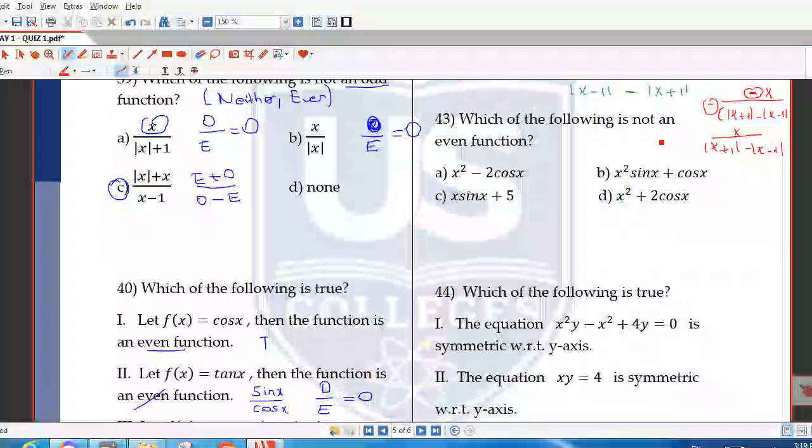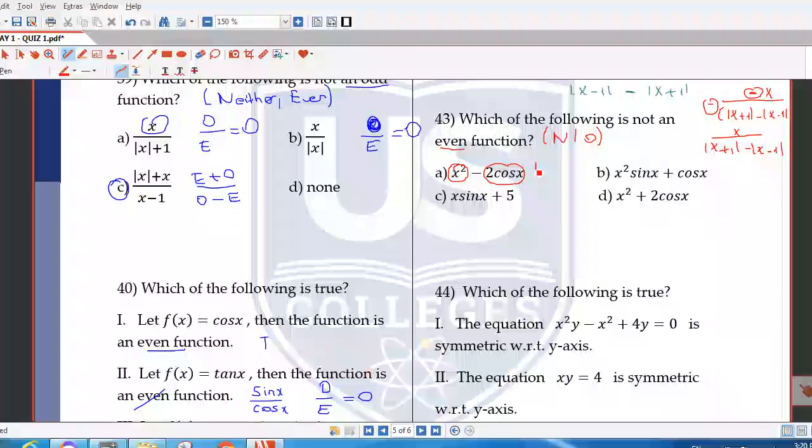Question 43. Which of the following is not an even function? Not even can be the case of neither, or it can also be the case of an odd function. X squared is even, cosine is even, so in the end we will find an even function.